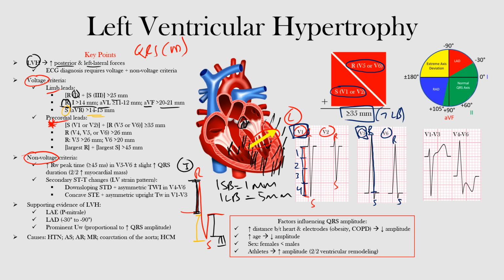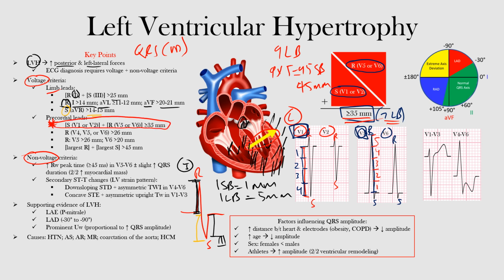So now we look at V5 and add it to this. In this case, here's our first one: 1, 2, 3, 4, 5. So it's well beyond 35 millimeters, beyond our 7 large boxes. We actually have 9 large boxes. How many small boxes would that be? Well, 9 times 5 is 45 small boxes, or 45 millimeters, which is beyond the 35 millimeters we need. So that's one of the key criteria. I want you to really know that one so that you can use it in your clinics.